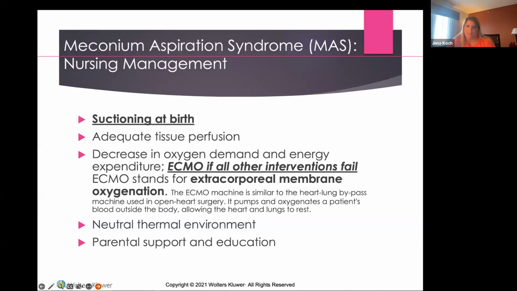Okay. Again, making sure that they have a neutral thermal environment, and then providing support and education to the parents. ECMO is a last resort. It's not very common, but for meconium aspiration, it lets the heart and lungs rest while still maintaining oxygenation.